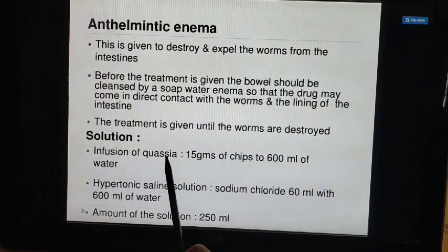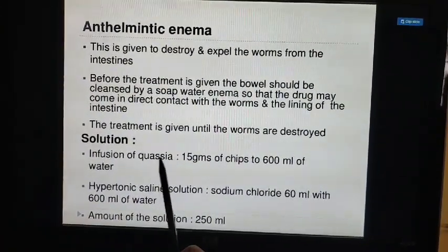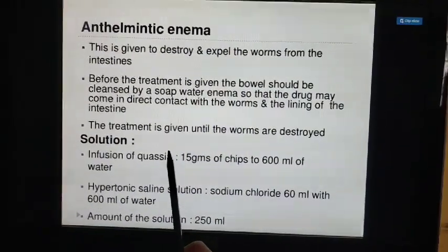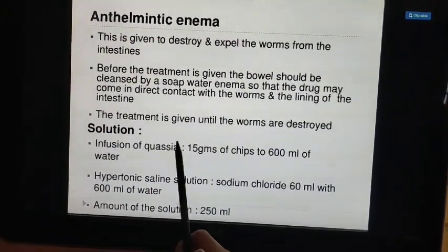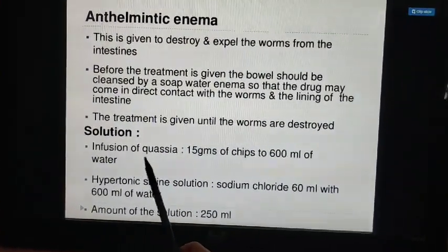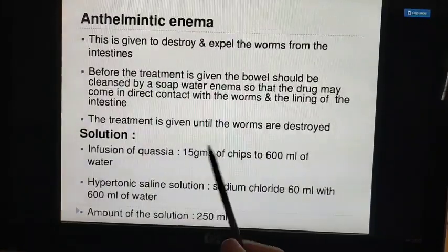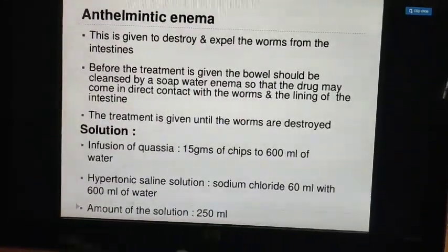Infusion of quassia. Quassia is nothing but, we can say, like leaves. The tree name is quassia, the plant name is quassia. We have to take these quassia leaves. This is available in the stores. So we have to take this quassia, 15 grams of chips in 600 ml of water. Then we have to give the enema.